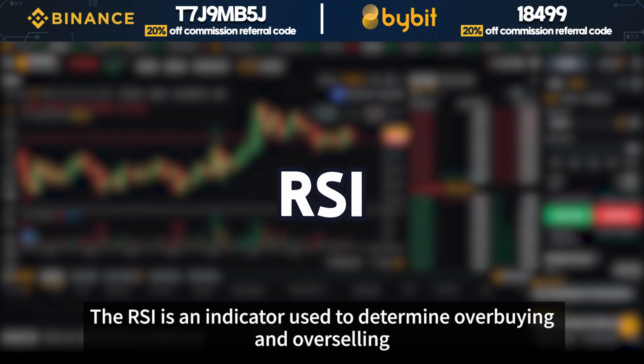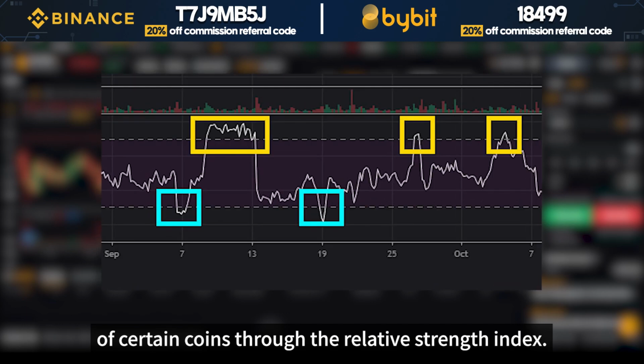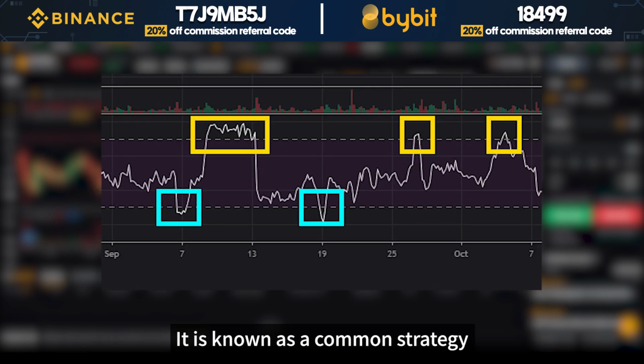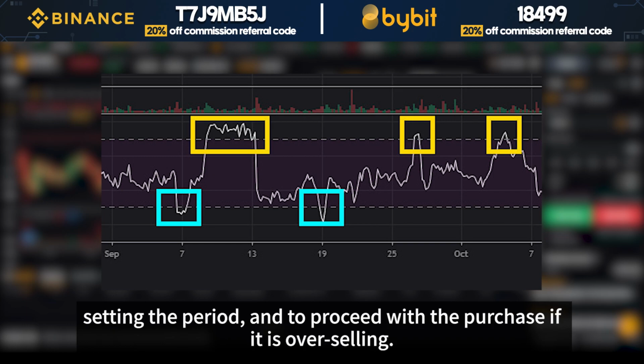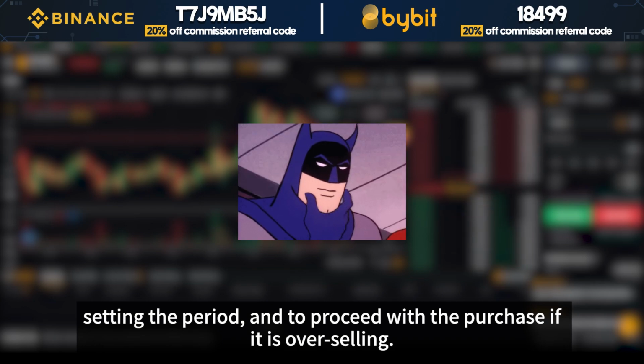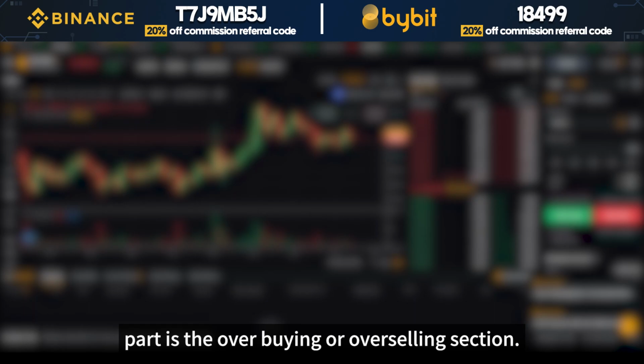The RSI is an indicator used to determine overbuying and overselling of certain coins through the relative strength index. It is known as a common strategy to proceed with the sale if the RSI indicator is overbought after setting the period, and to proceed with the purchase if it is oversold. You often don't know which part is the overbought or oversold section.